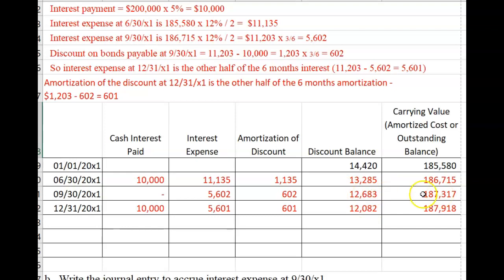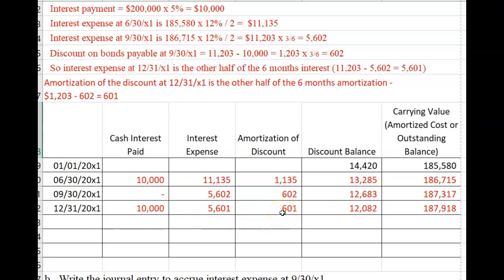So what do we do at December 31st? Well, at December 31st, we make another payment. So the cash payment is $10,000. We need to calculate the interest expense at December 31st as the other half of the 6 months of interest we calculated up here. 11,203 is 6 months worth of interest for the 6 months ended December 31st, minus the 5,602 we've already recorded as expense, equals 5,601 interest expense for the 3 months ended December 31st.